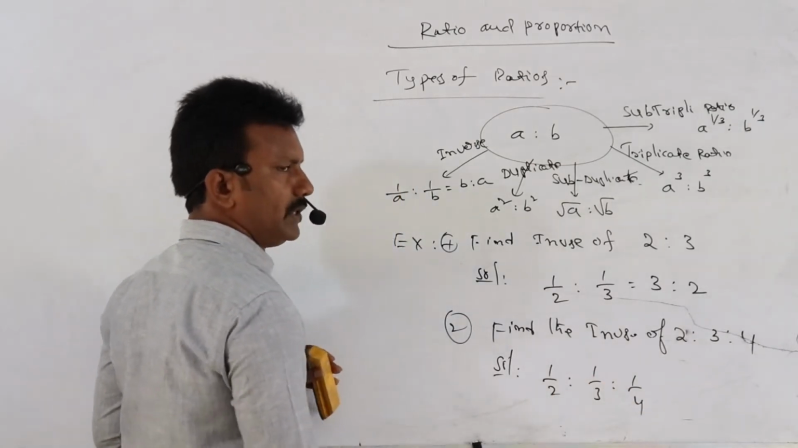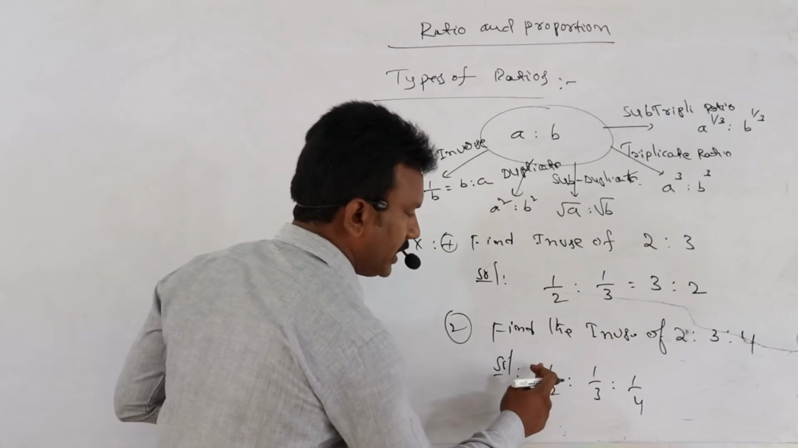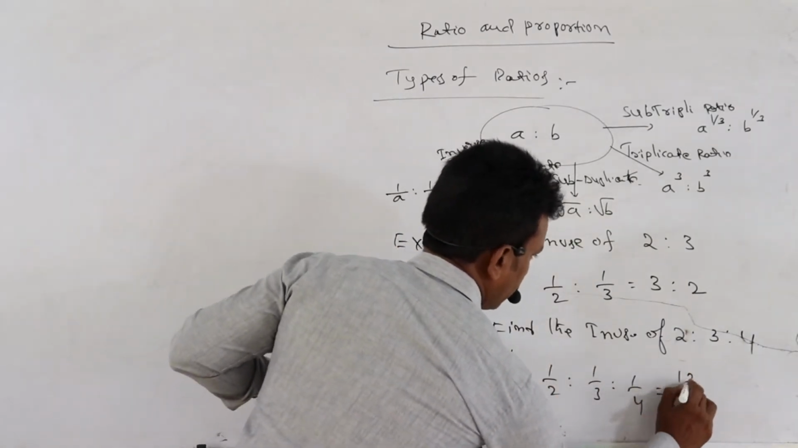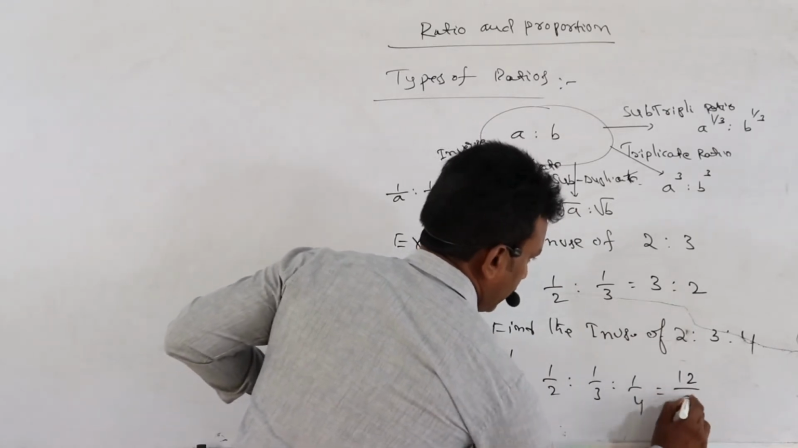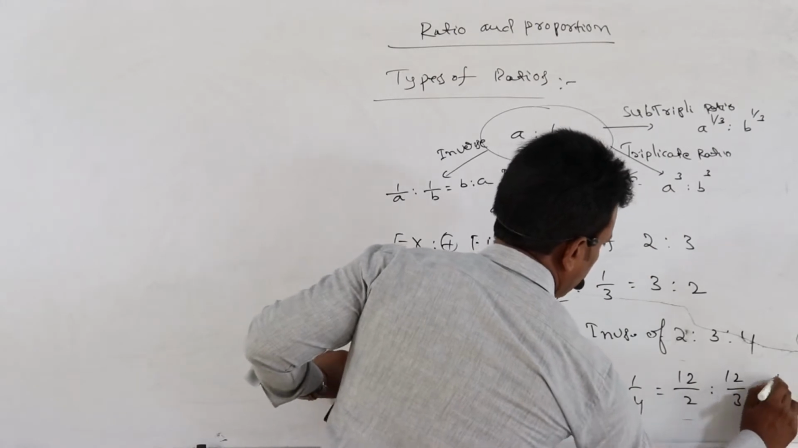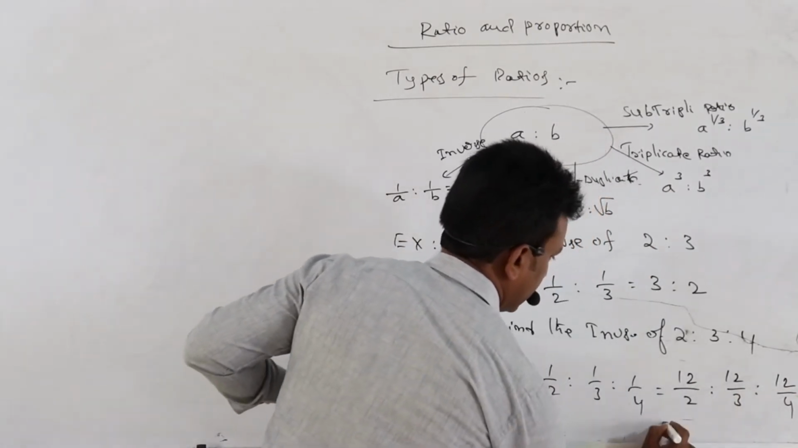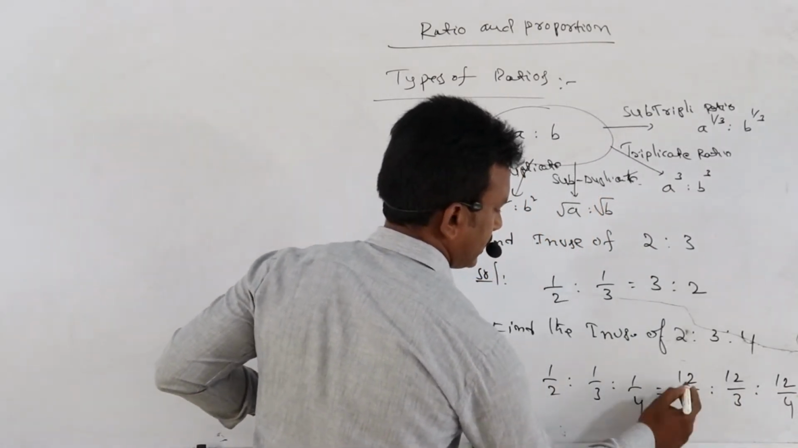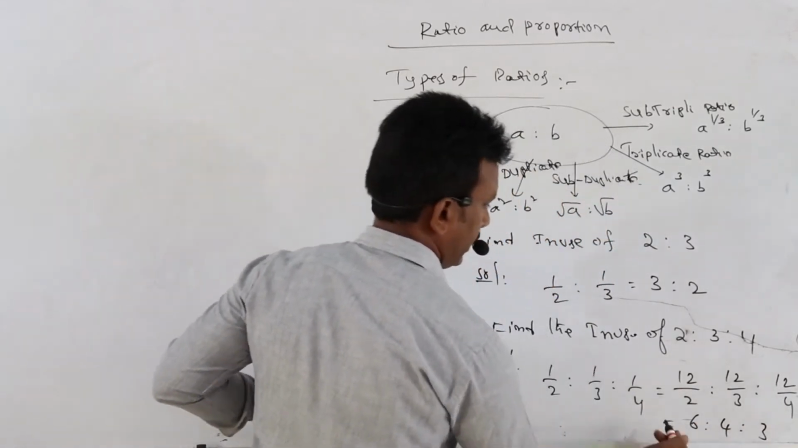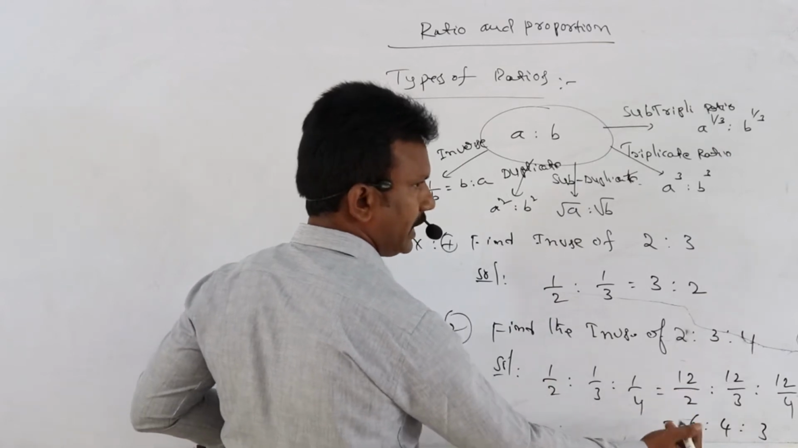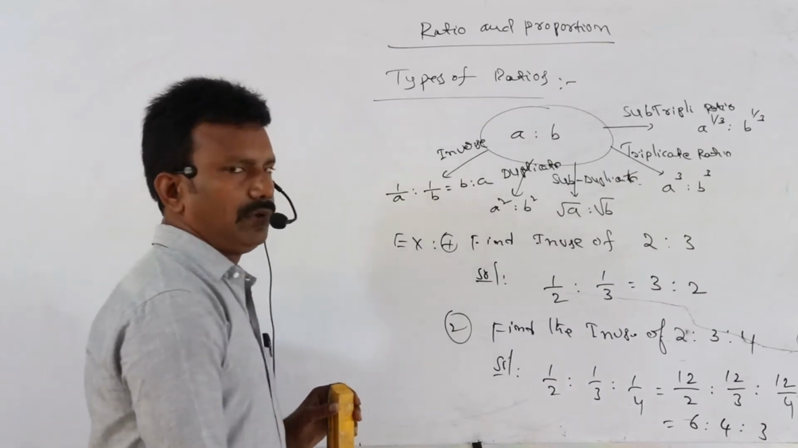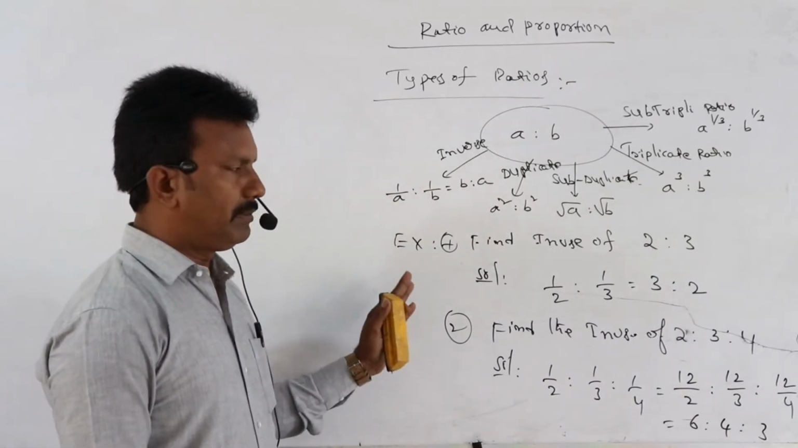12 is the LCM. We write the LCM in each term as the numerator: 12 by 2 is to 12 by 3 is to 12 by 4. Then we do the direct cancellation: 6 is to 4 is to 3. So the ratio 6 is to 4 is to 3 is called the inverse ratio of 2 is to 3 is to 4. So this is the example.